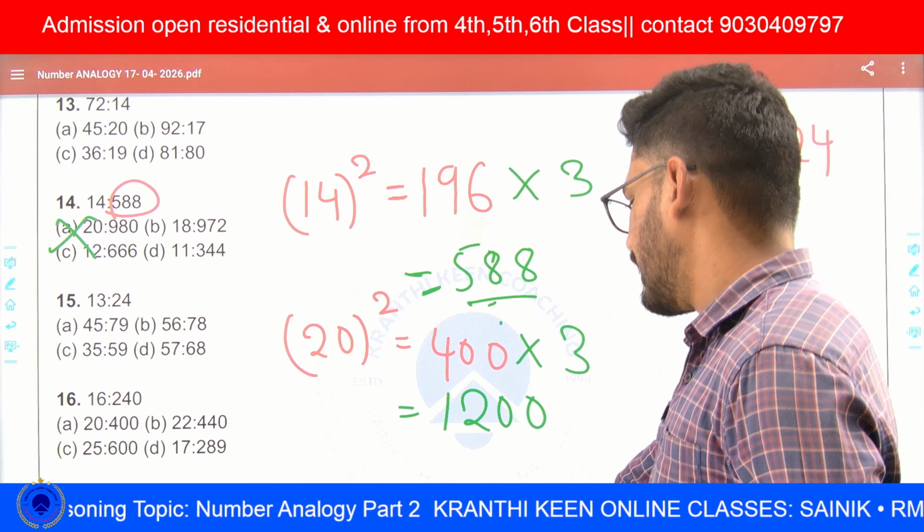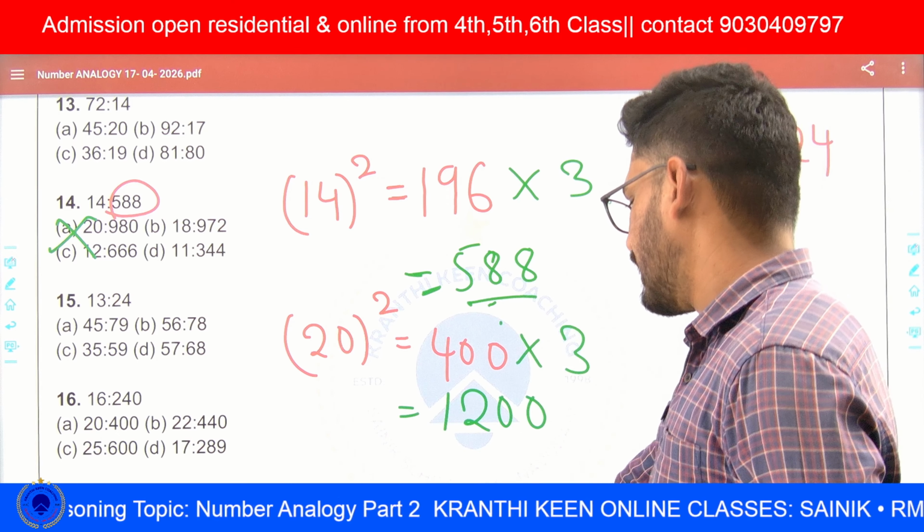4 square is nothing but how much? 4 square is 16. 6 square is how much? 36. And it's 52. If we add both these squares, then 52 will be the answer. Now you got it: the sum of the squares of these two numbers will be the result, 52. So let's see which option follows here.